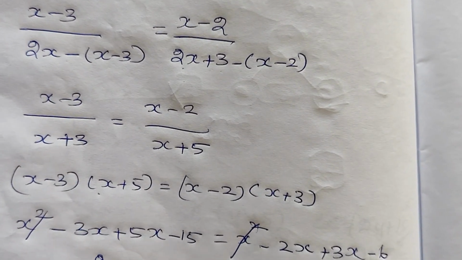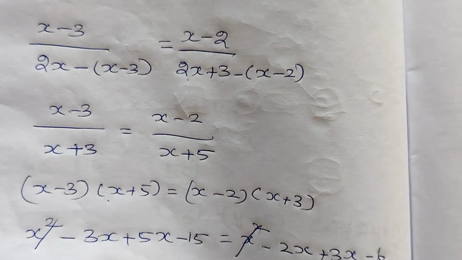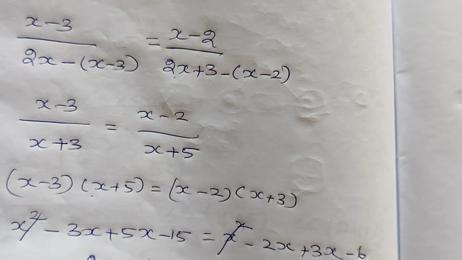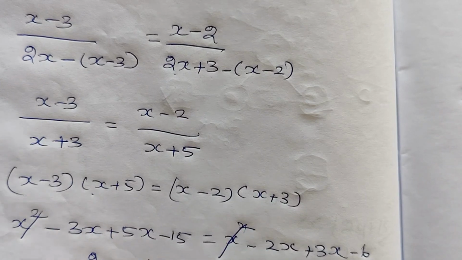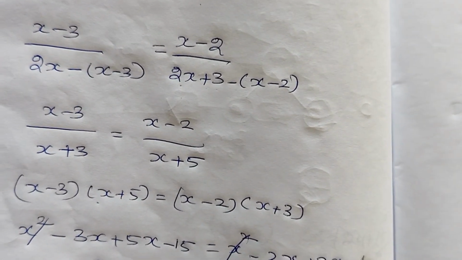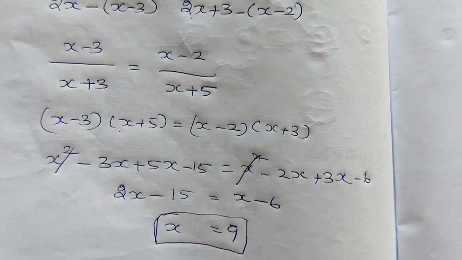Now we bring x here, so 15 minus 6 gives 9. So x equals 9. So we found the value of x. Here we are using the basic proportionality theorem, or Thales theorem.